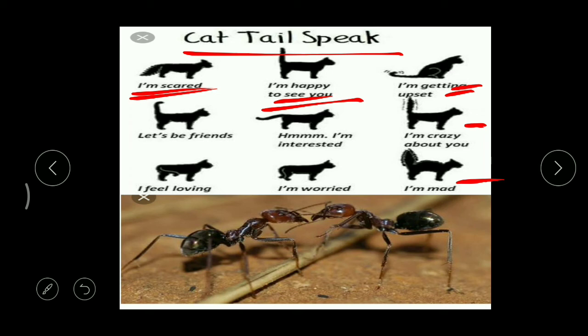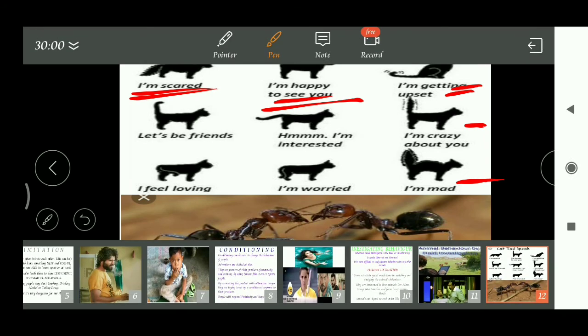And what's the next picture here? Here we can find the ants, and what the ants are doing, it's not a war, but they're giving signals. By signals, they're communicating with each other. They're passing the information from one ant to another ant. Got it? Right. Now come to the next one.